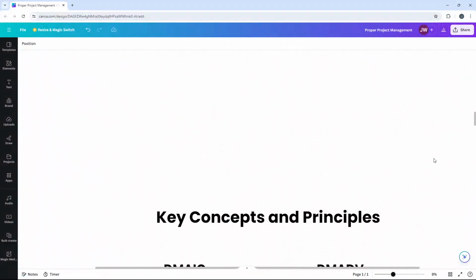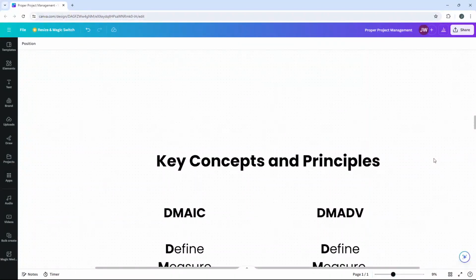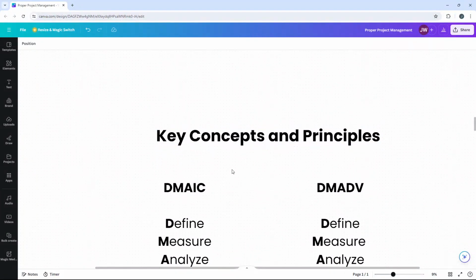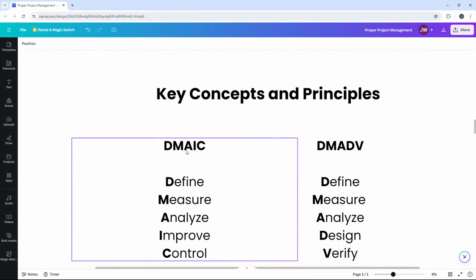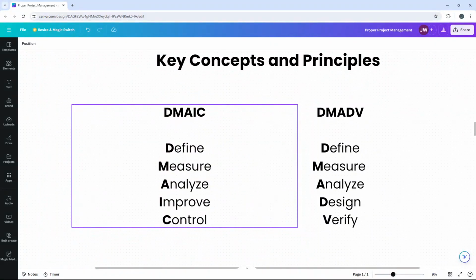So now let us look at the key concepts and principles of Six Sigma. Six Sigma primarily uses 2 different methodologies, DMAIC and DMADV. Both are acronyms and both are designed to systematically address problems and create sustainable improvements. Now, if we look at DMAIC first, this is primarily focused on improving existing processes by identifying and eliminating defects. In terms of that acronym, it's broken down as define, measure, analyze, improve, and control.